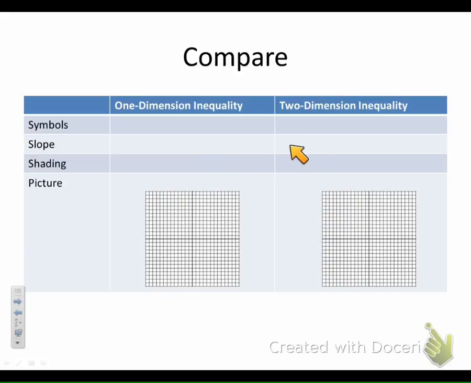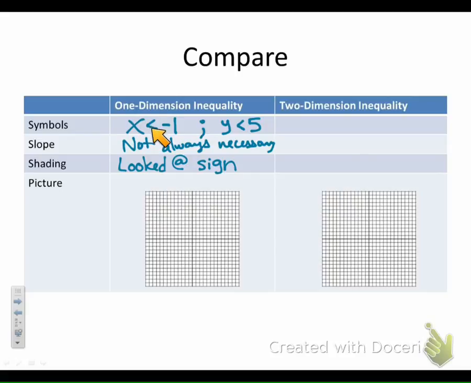Let's set up a little table just so we can have a comparison between one-dimension inequality and two-dimension inequality. That's what the symbols could have looked like. One dimension means one variable. What if I had y is less than 5? We always used to deal with x, but we could have dealt with a y. Typically we looked at the sign. If it said less than, I shaded to the left. If it was a greater than, I shaded to the right.